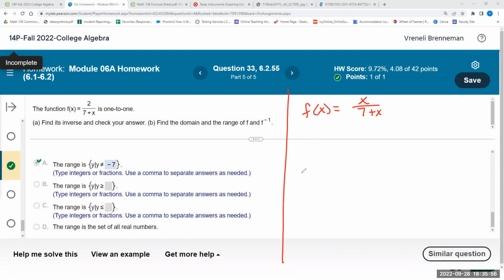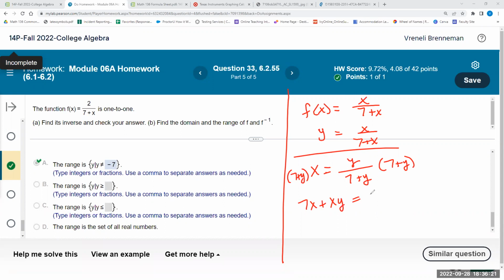So now I can't do that method 2 because there's 2 x's. So I can't just say, here's x, here's what you do to it, and list them one by one. So I have to just do the switch x and y. So x equals y over 7 plus y. We multiply both sides by 7 plus y and get 7x plus xy equals y.